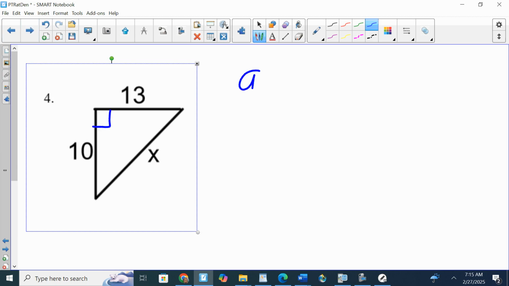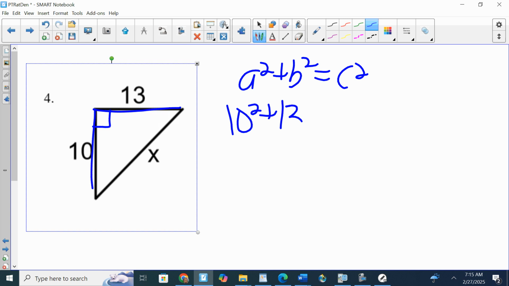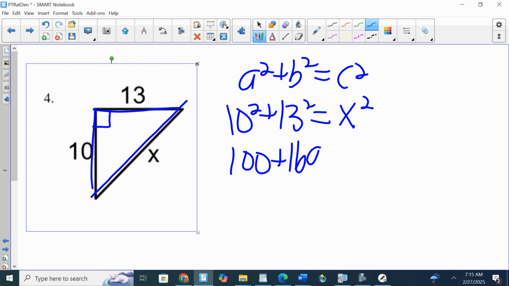So I do my Pythagorean theorem. A and b are the legs. So in this case, my legs are 10 and 13. C is my hypotenuse, my long slanted side opposite the right angle. That's x. Use the calculator if you need to for 10 squared and 13 squared and adding them together.